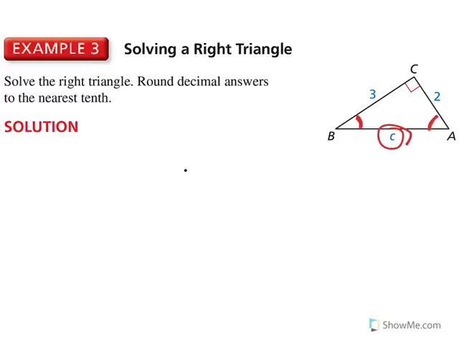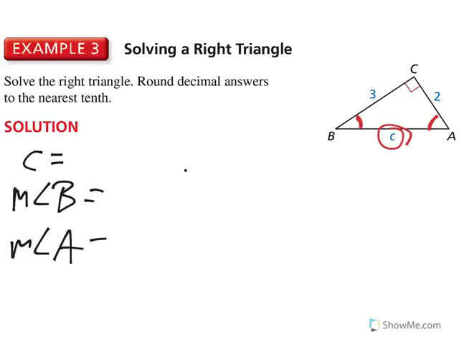So I'm going to go ahead and write those out. We need to know what C is equal to, the measure of angle B, and the measure of angle A. In order to solve the right triangle, solve for everything, we need to find all three of those. If we look at just C, we can solve for C. We already have two sides, we're only missing one. And so to solve for C, we can use the Pythagorean theorem.